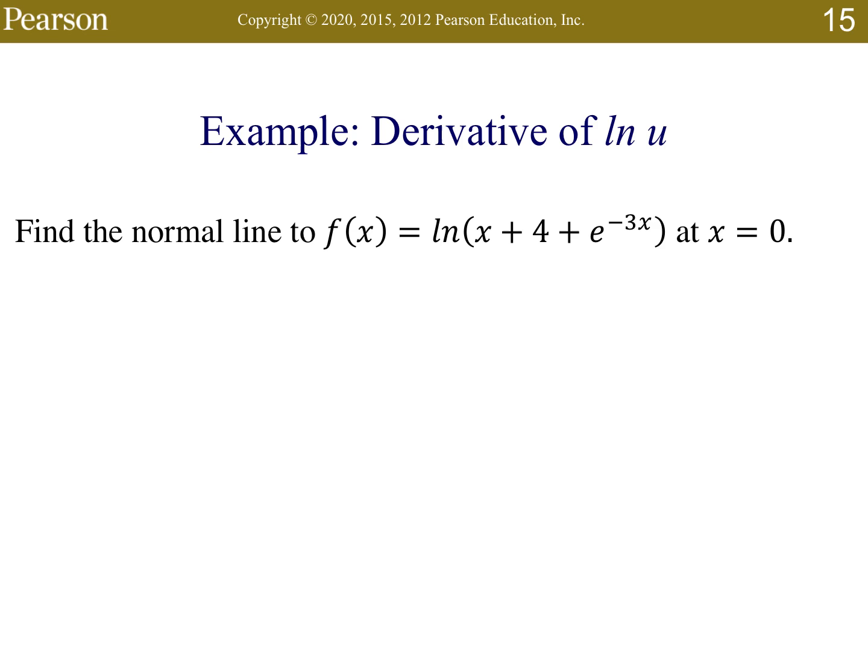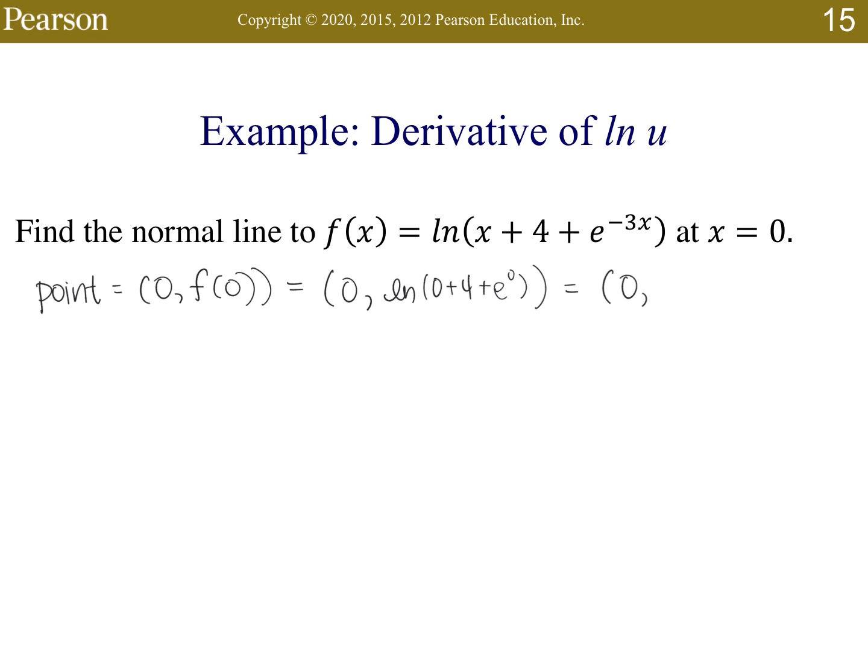All right, last one. Find the normal line to a logarithmic function at 0. So you guys are getting really good at these. We want the point first. Our point is going to be 0, f of 0. So 0 times the natural log of 0 plus 4 plus e to the 0. What's 0 plus 4 plus e to the 0? 5. So this will be ln 5.